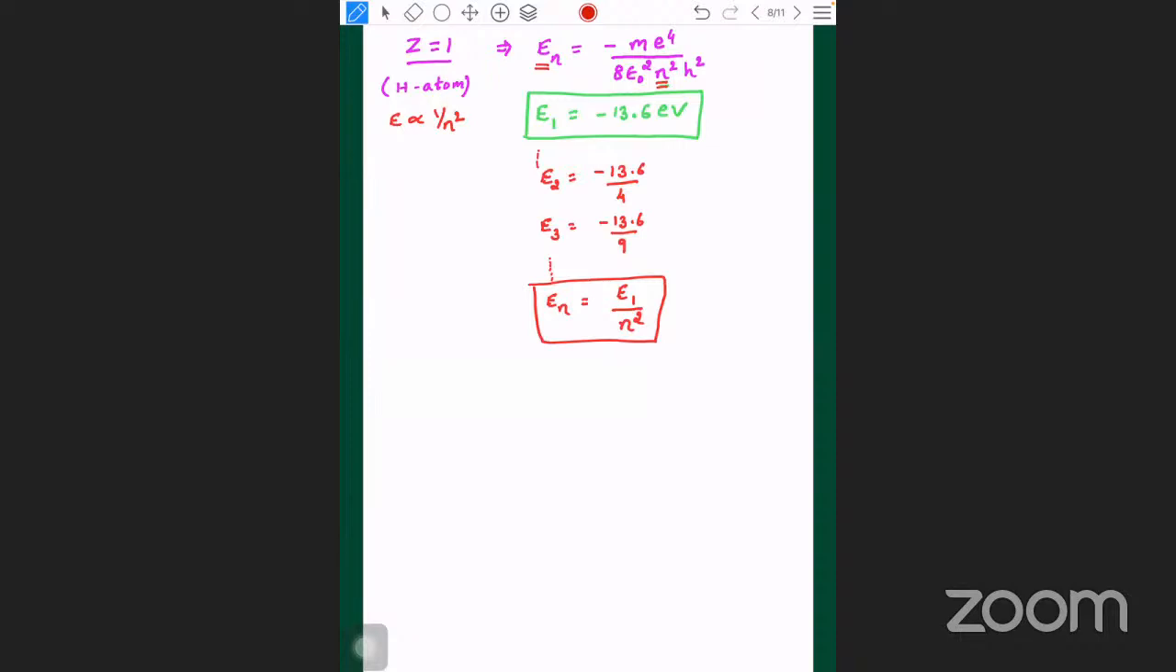Got it, students? I will stop at this stage. In the next class, we'll take up the spectral series of the hydrogen atom, so I will use the normal screen sharing instead of this tab, which will be better for you. We'll continue in the next class.